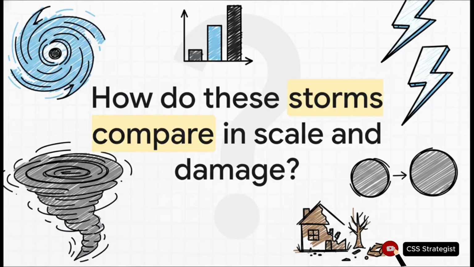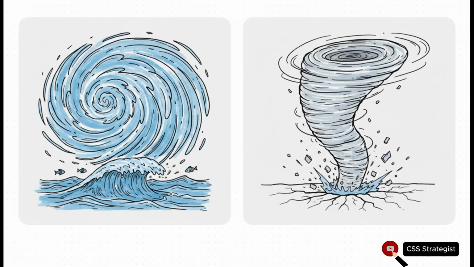To really synthesize all this for an exam, we have to step back and ask, how do these atmospheric giants actually compare in their scale, their duration, and their specific methods of destruction? Keeping this analytical question in mind is going to help us actively categorize the massive amounts of meteorological data we've just covered. Let's do a direct side-by-side comparison.